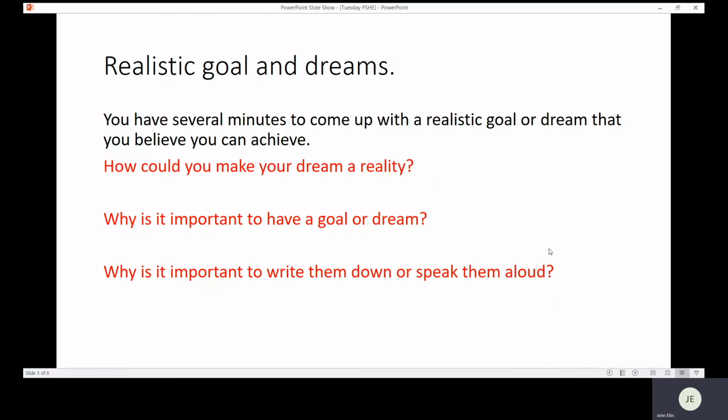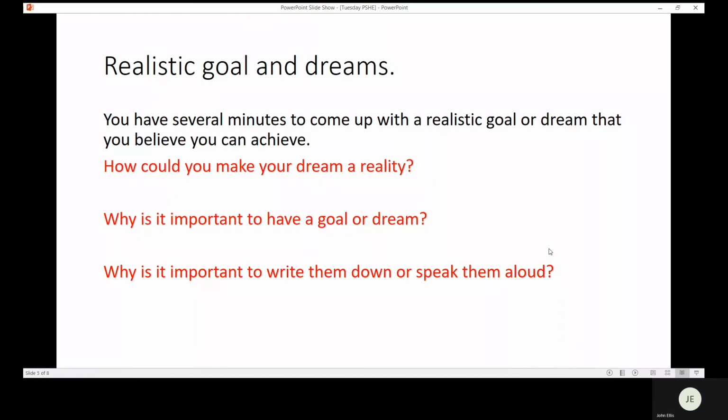More positive, okay? How could I make that dream a reality? For me, I need to focus on that dream, write it down, and kind of map out all of the ways that I will be able to achieve it. So I'm going to ask you this question: why is it important to have a goal or a dream?